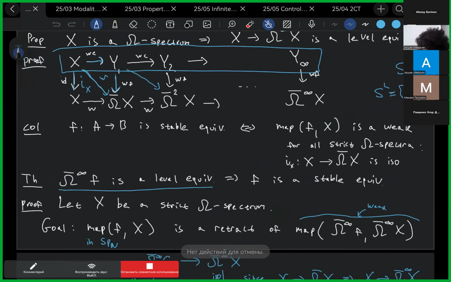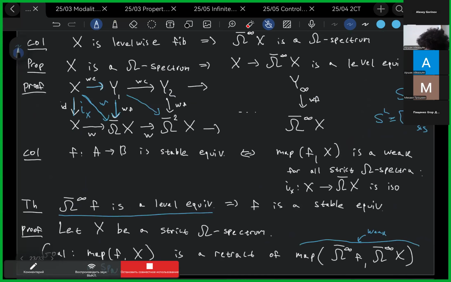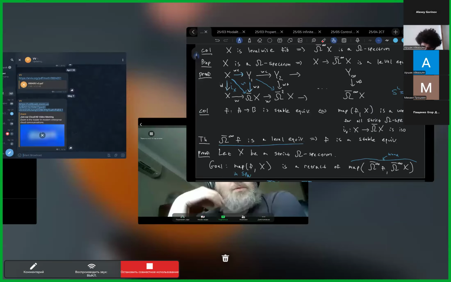So we have factorizations, our map from X to omega infinity from X, in composition to V equivalence. So this is V equivalence. We prove it.